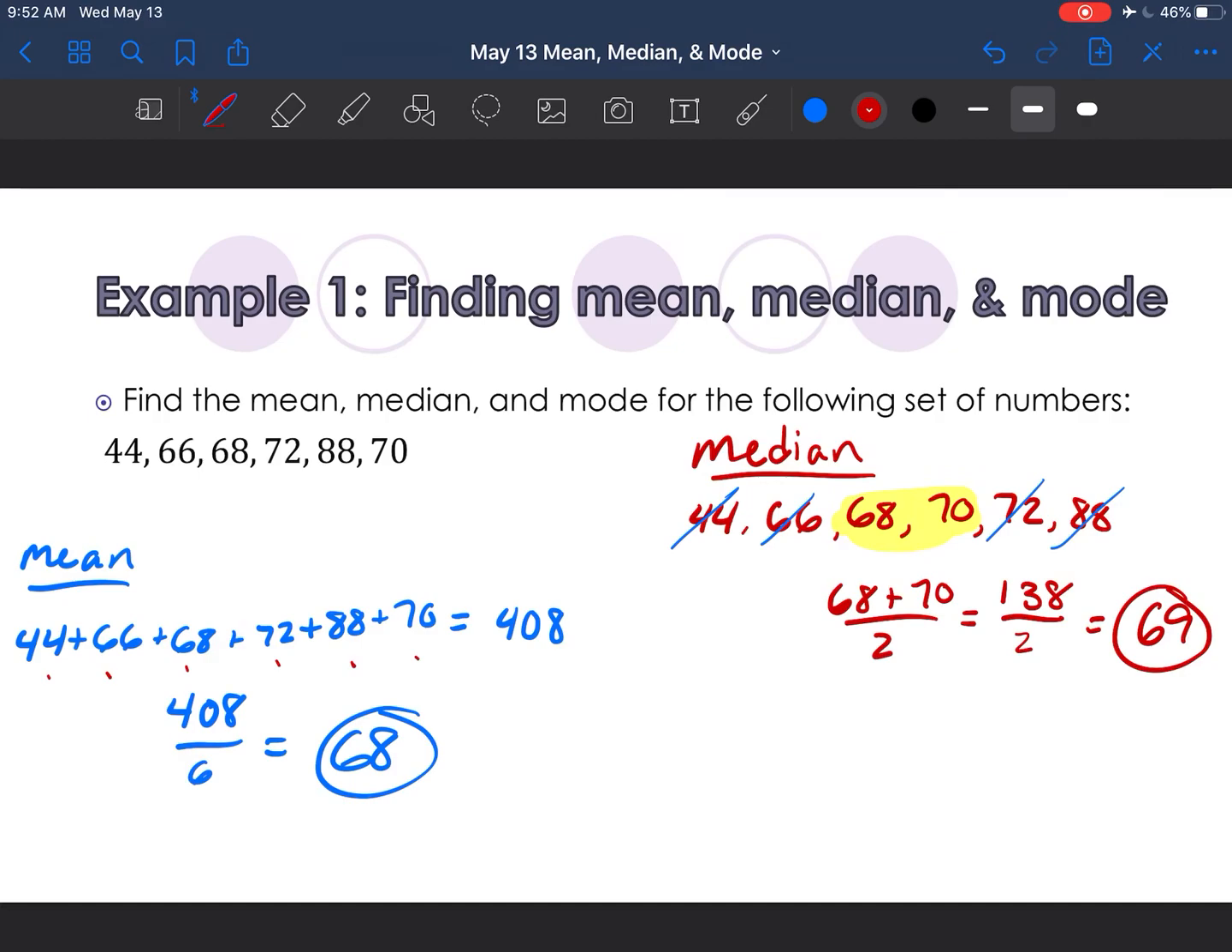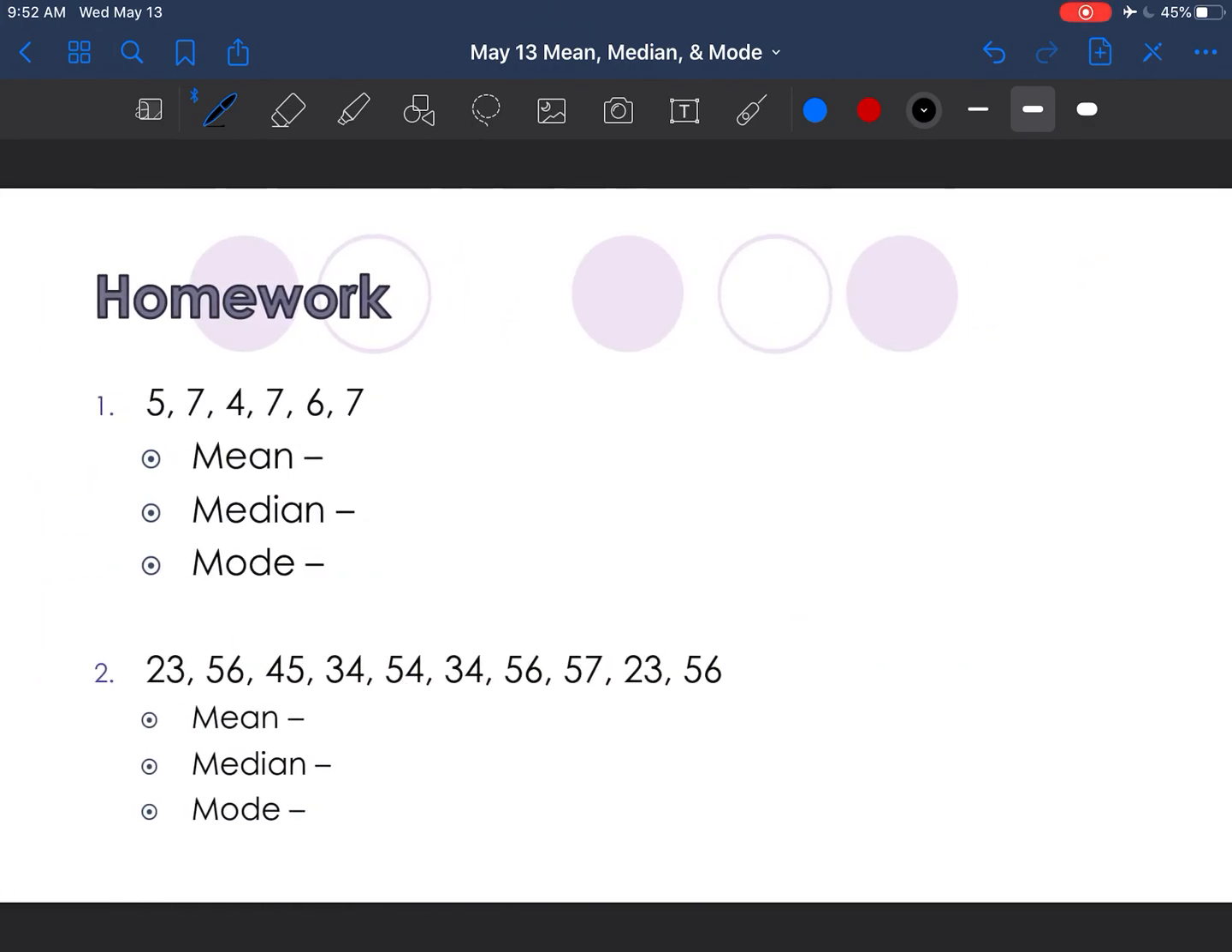And then the mode is the number that's most often. Are there any numbers that repeat? No, looks like none of the numbers repeat. So the mode, there is none. Okay, so that should just be a review from other math classes in the past.